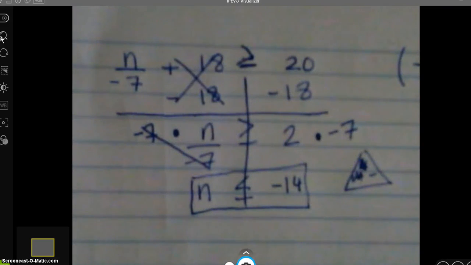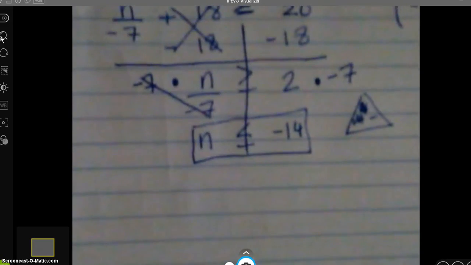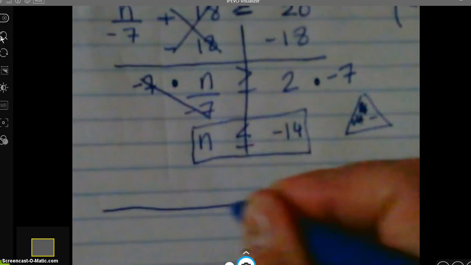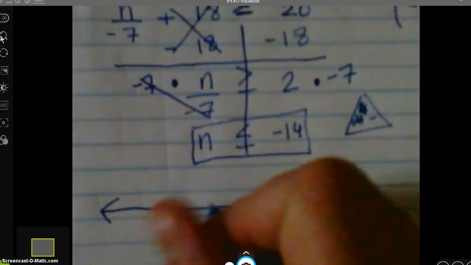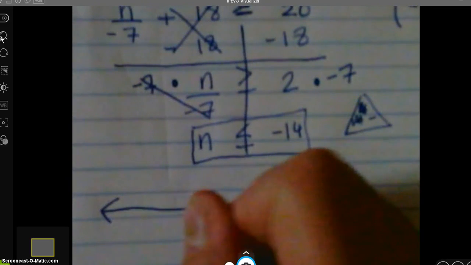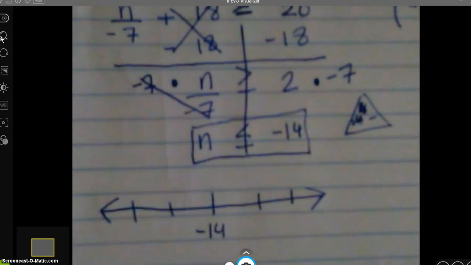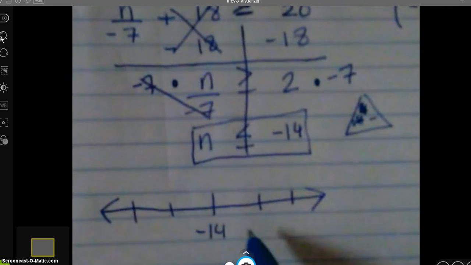So this might be your answer, or it might ask you to graph it, right? So if I graph it, most of you are good here. You know to put negative 14, 2 to the right, 2 to the left. Now, think about if I'm going this way or this way. So just as a reminder, if you need it, I like to do my little baby number line here.